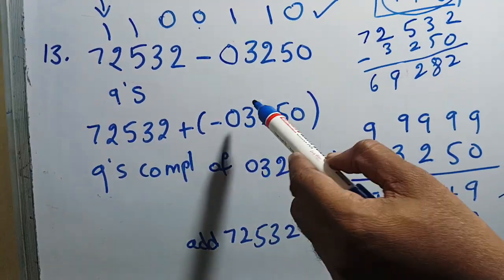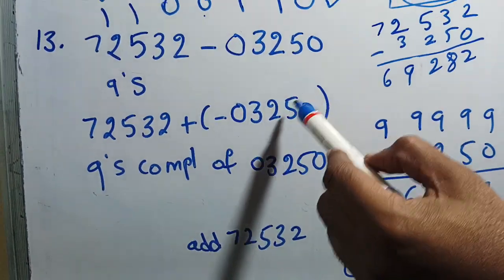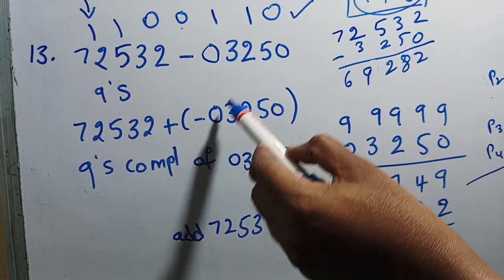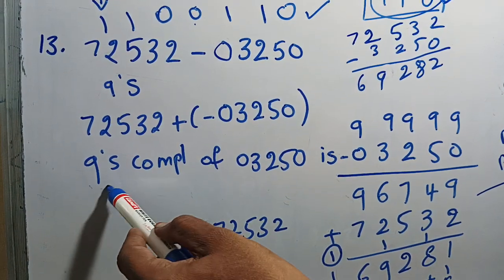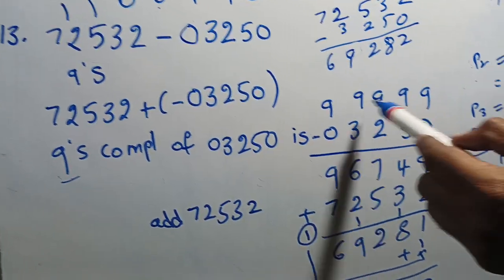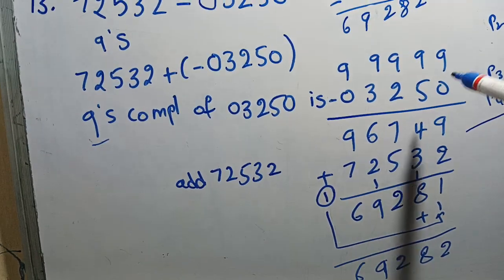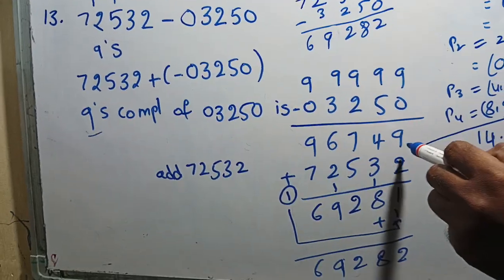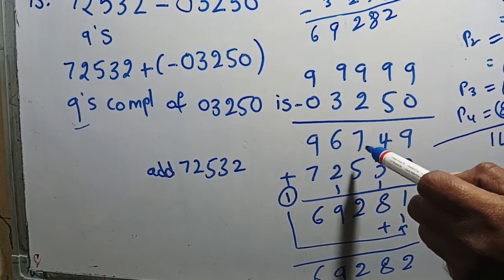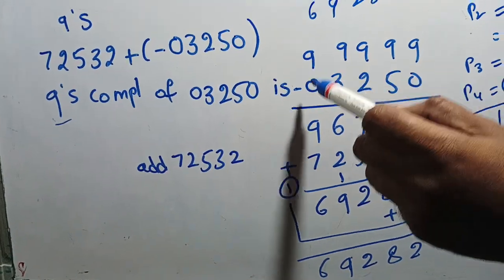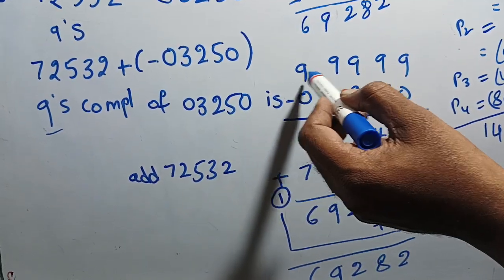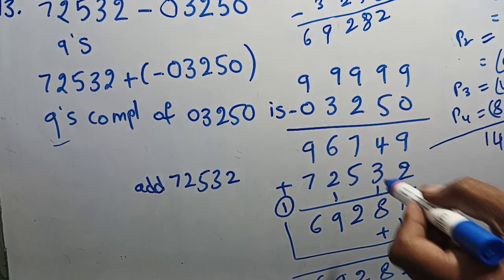First point. Second, you can write plus or minus for this. The negative number can be indicated like this. This is a negative number. For the negative number you can find the complement. Which complement? 9's complement. The 9's complement of the number is to subtract each digit from 9. 9 minus 0, 9. 9 minus 5, 4. 9 minus 2, 7. 9 minus 3, 6. 9 minus 0, 9. So 03250 subtracted from 9, you will get this one.